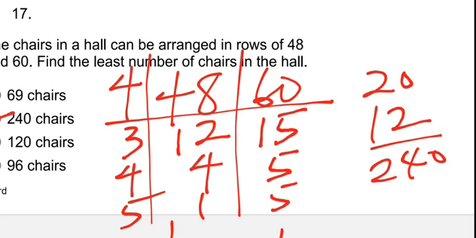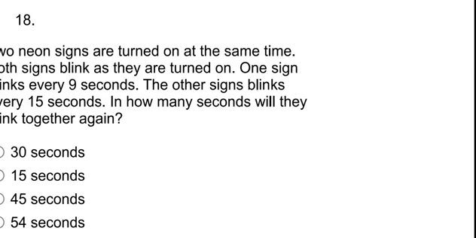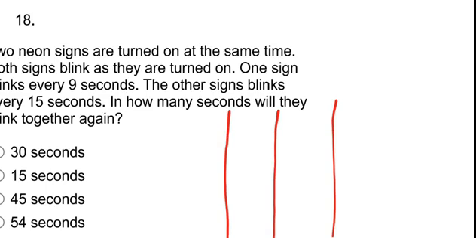So the next one. Now, two neon signs are turned on at the same time. Both signs blink as they are turned on. One sign blinks every 9 seconds. The other sign blinks every 15 seconds. So how many seconds will they blink together again? So it's just the same thing. You find the LCM of both. So that will show the time they are going to blink again together.